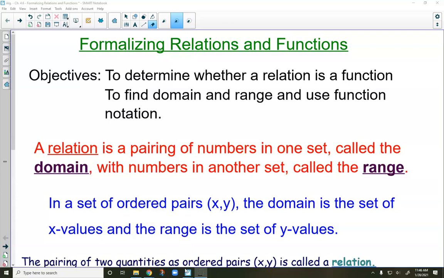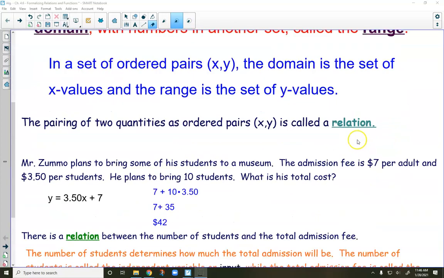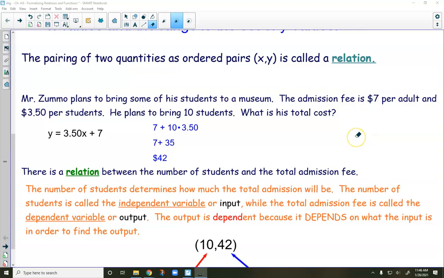A relation is a pair of numbers of one set called the domain with another set of numbers called the range. The set of ordered pairs x, y. The domain is a set of x values and the range is your set of y values. The pairing of two quantities as ordered pairs is called a relation.